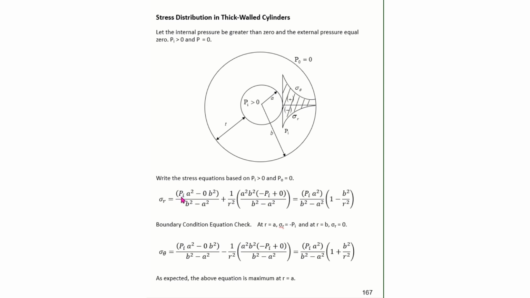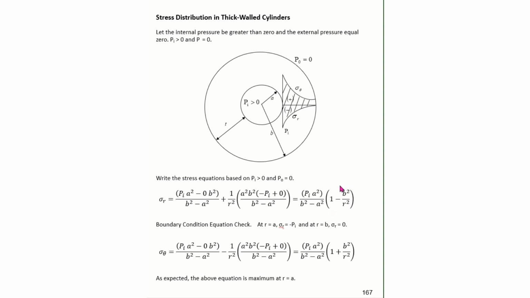So here I have a PI that's greater than 0, so it goes in as a positive value. I've let my PO equal 0, so I'm putting a 0 in as a placeholder there. My point of interest is going to vary from R equals A to R equals B. So putting in these zeros and simplifying this expression, I get this expression here.